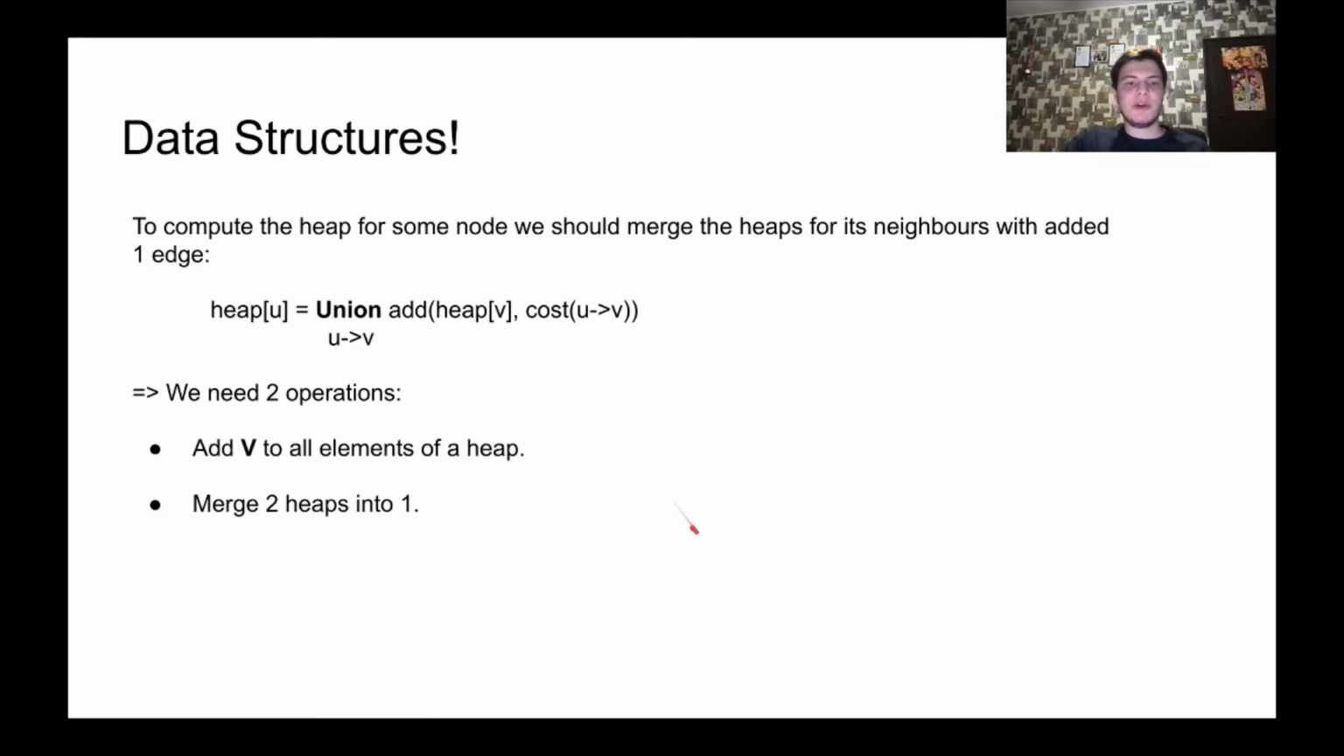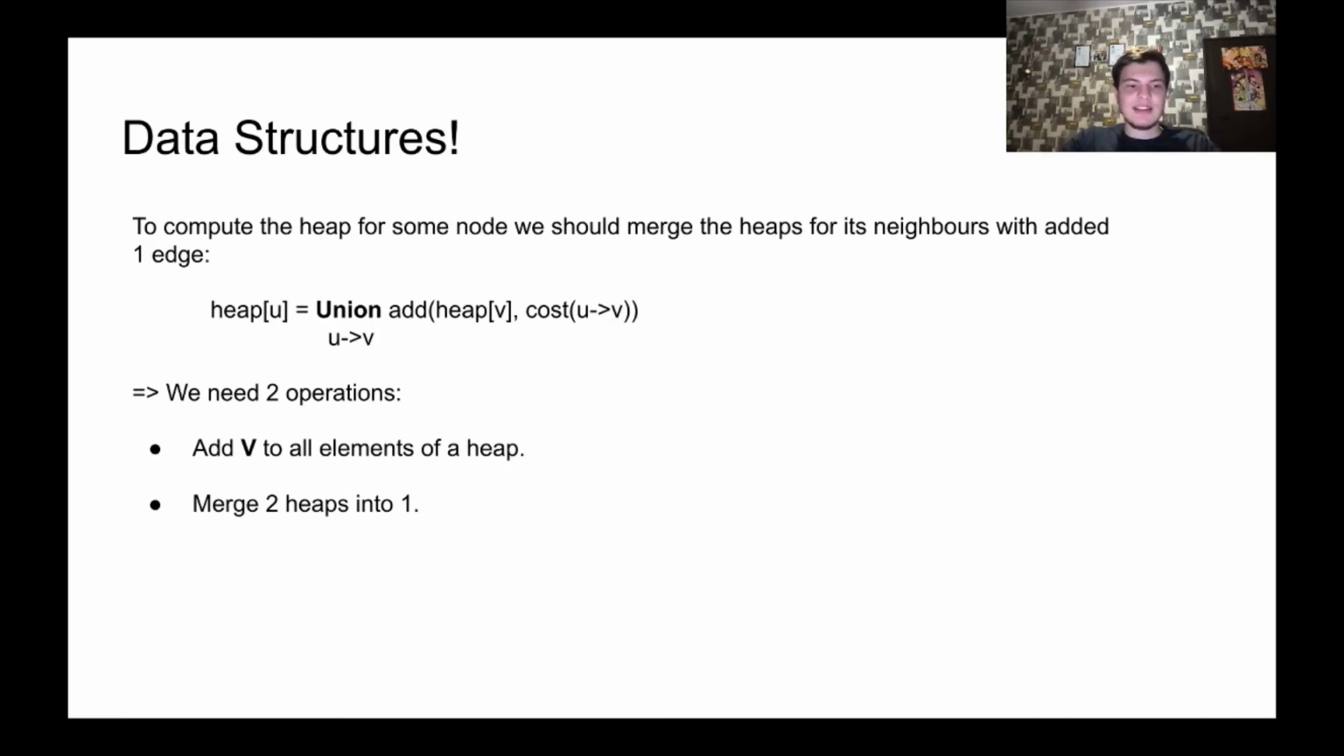And then the second operation is basically just to merge or unite two heaps into one. The thing is that here we have a union of a bunch of elements, but that's pretty much the same as uniting the first and the second, then the result with the third, then the new result with the fourth, and so on. I mean, if we can unite two heaps, then we can unite as many as we want.